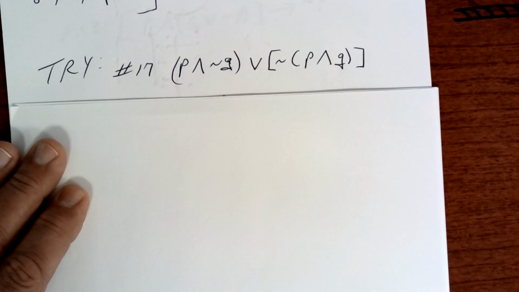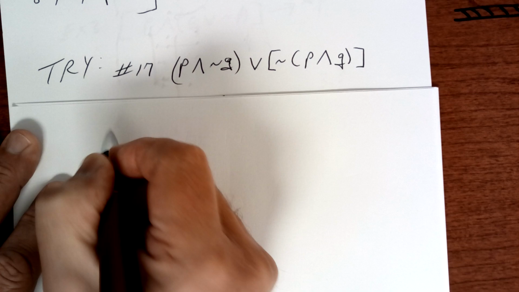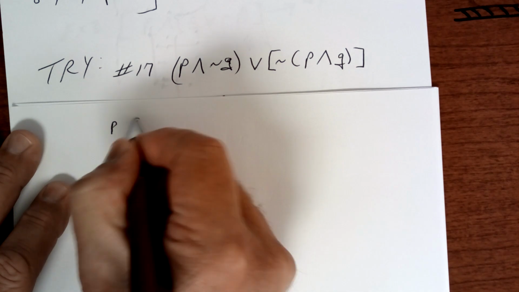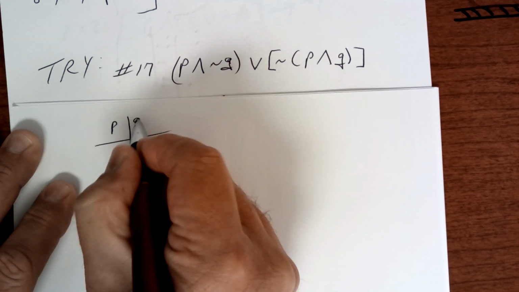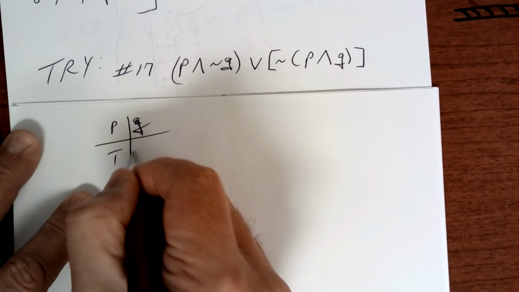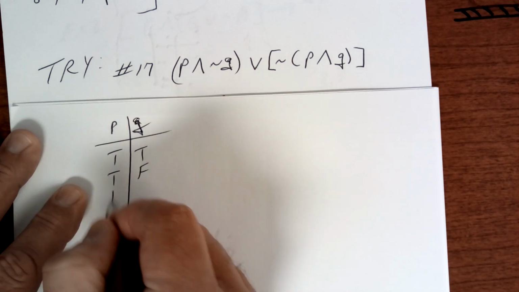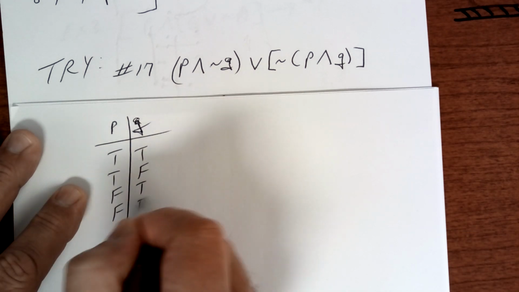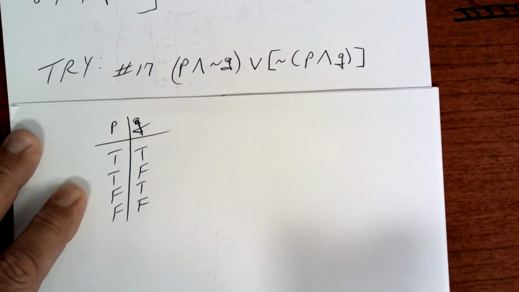So copy that down. This one is just dealing with P and Q. So put P and Q. And thankfully, there's only 4 possibilities. So true, true, true, false, false, true, and false, false. Okay? Now you look at the pieces here.